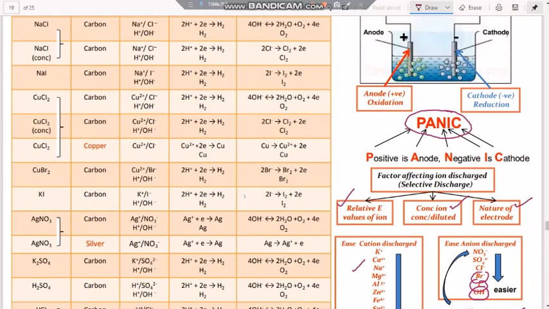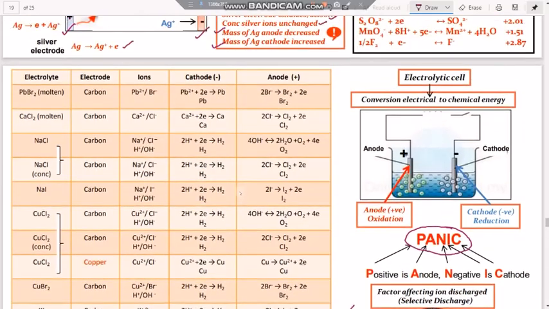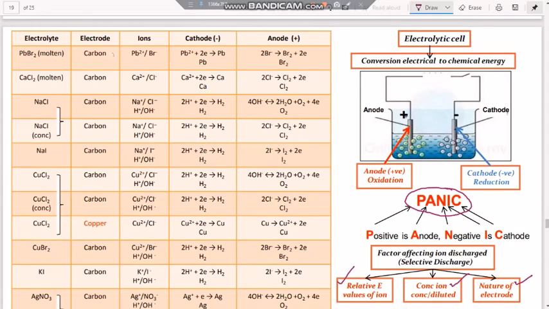So we have some important information provided here. In the first column we have shown the electrolyte, what kind of electrolyte. In the second column we have shown the electrodes, what kind of electrode is taken. In the third column we have shown the ions produced in the reaction. At the cathode, what kind of half cell reaction takes place? At the anode, what is the half cell reaction, oxidation? In this, all are listed here: lead bromide, calcium chloride, sodium chloride.